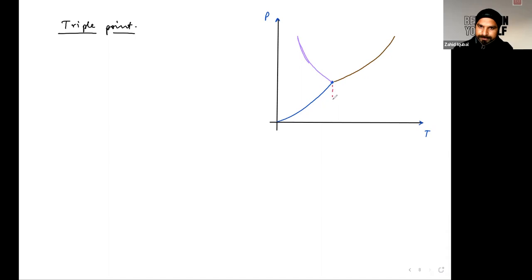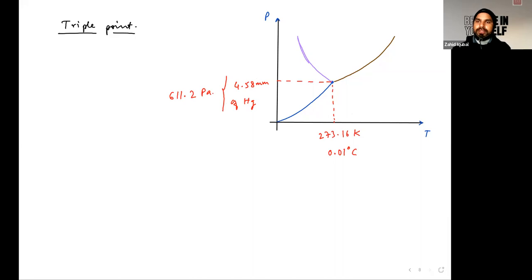So at this point, which is 273.16 Kelvin or 0.01 degrees Celsius, and the pressure for this is 4.58 mm of Hg. If you calculate in terms of pascals, it will be about 611.2 Pascal. At this pressure and temperature, all three states of water coexist together. This is called the triple point.